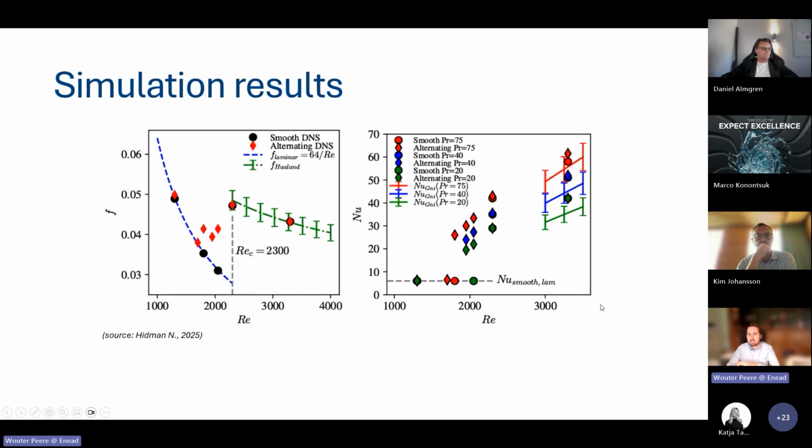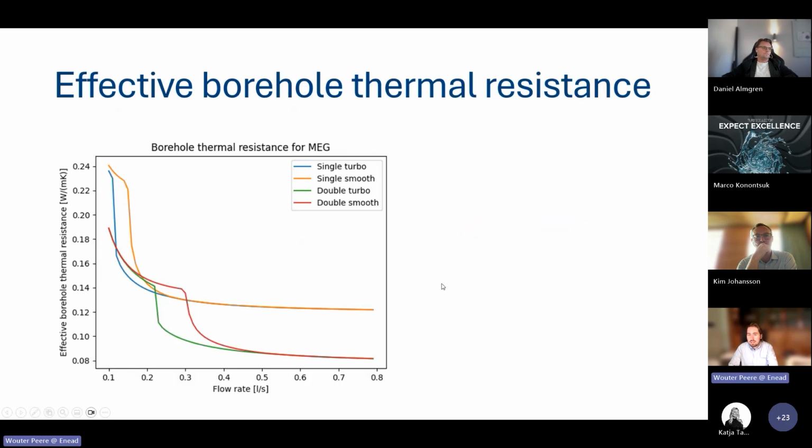The Nusselt number is important for the thermal behavior. I will not go too much in detail, but here you can see basically the same. We have a Nusselt number for a smooth pipe, and then it jumps to a turbulence behavior. But the TurboCollector already goes to these better Nusselt numbers at a lower flow rate, again showing that there is an improved heat transfer at these lower Reynolds numbers. And this can be shown in graphs for the effective borehole thermal resistance. So just to summarize, the effective borehole thermal resistance tells you something of how easy it is to exchange heat with the ground, and the lower the better.